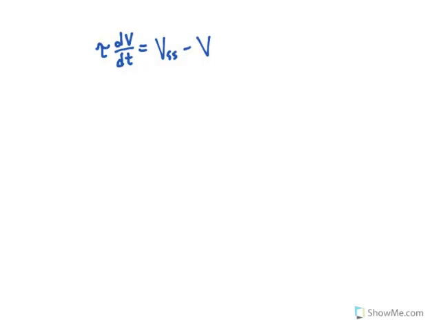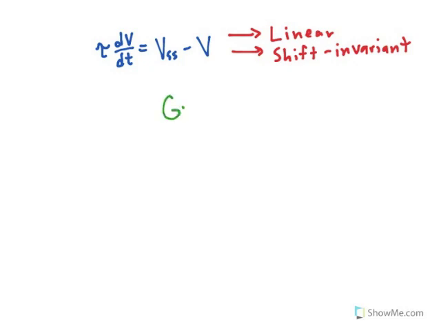So in the previous video I showed you that this differential equation we've been working with is both linear and shift invariant. And for systems that have these properties, you can completely describe them using what's known as the impulse function, or Green's function. Green as in the color. Green's function.